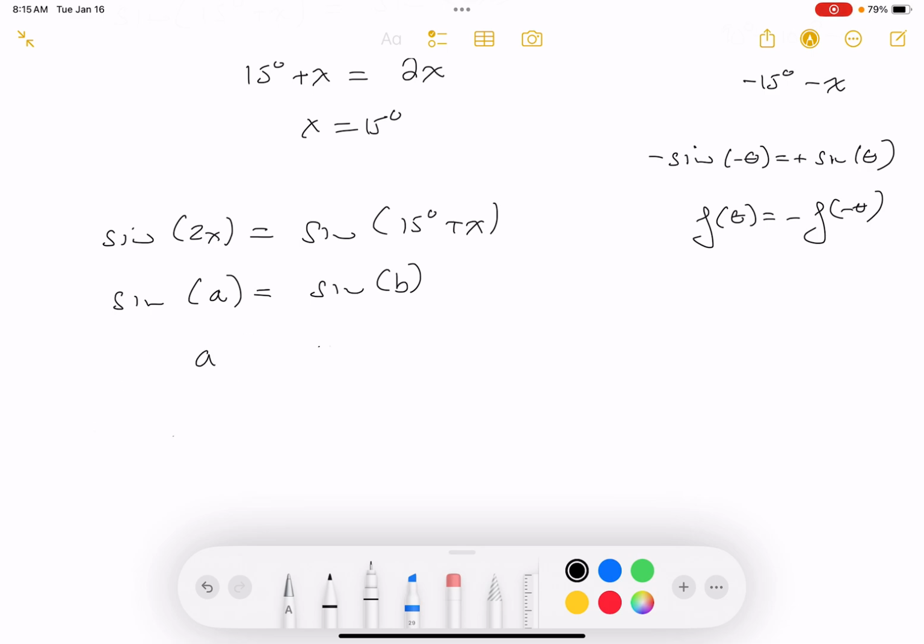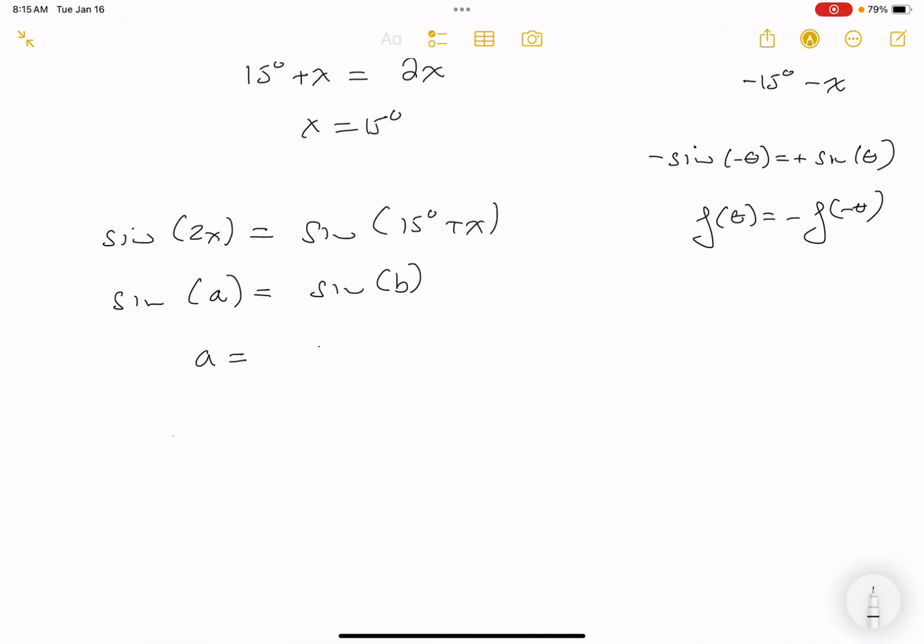So A equals B plus 360 degrees K, and then the other one's going to be 180 degrees minus A, that's the reference in the second quadrant, by the way, would be B plus 360 degrees K, all right? With the understanding that K is some integer value, any integer, by the way.